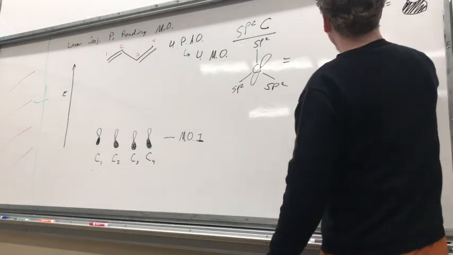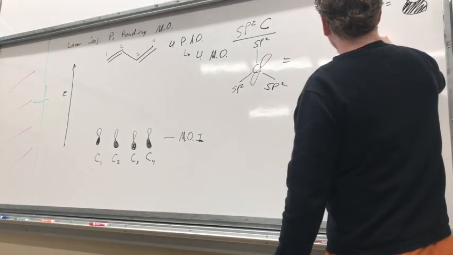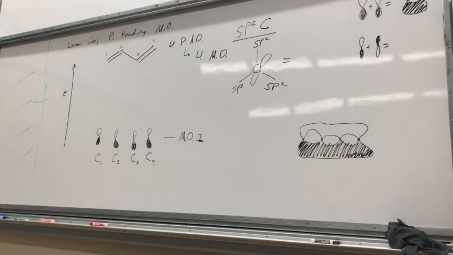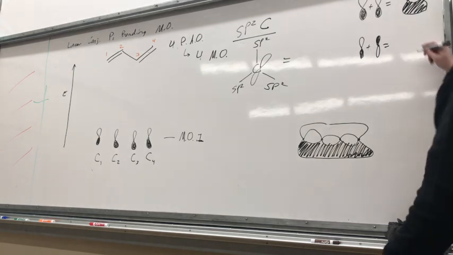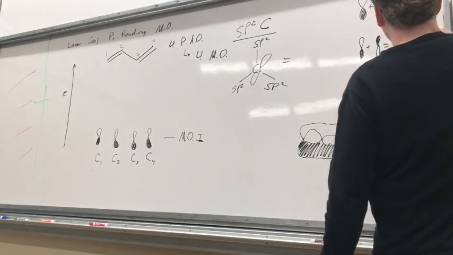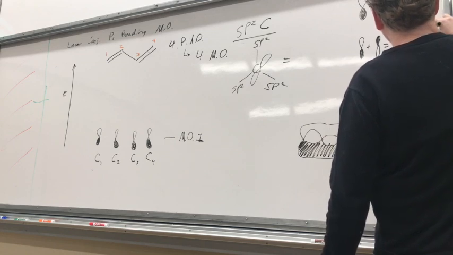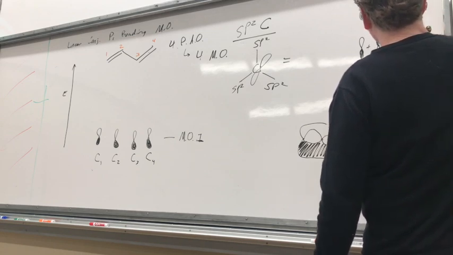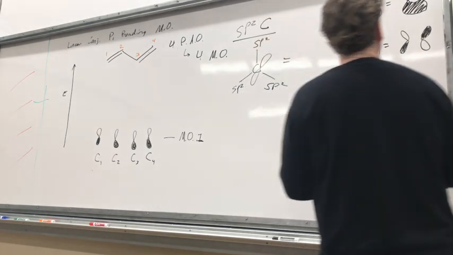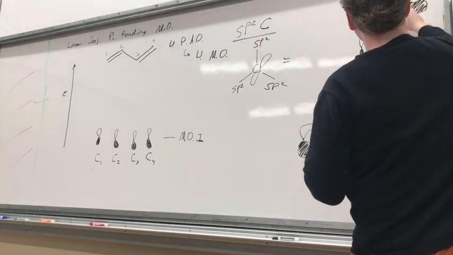What do you think happens if you have 2 orbitals and they're out of phase? Do you think they bond? No, we think of them as antibonding. Have you guys heard that before, antibonding? So they don't add up. So this one is antibonding.